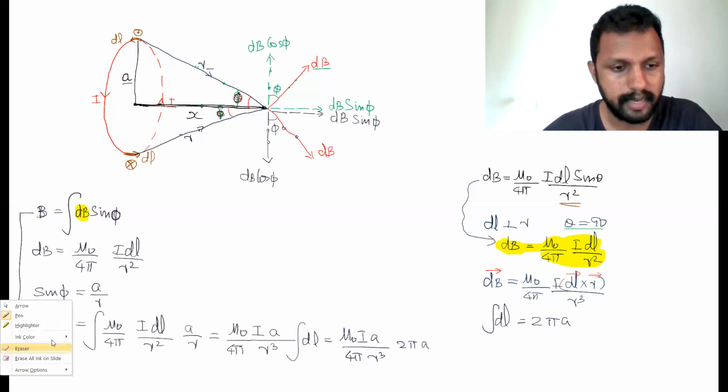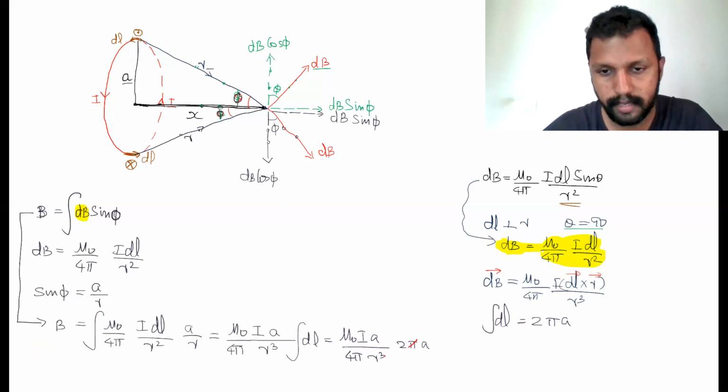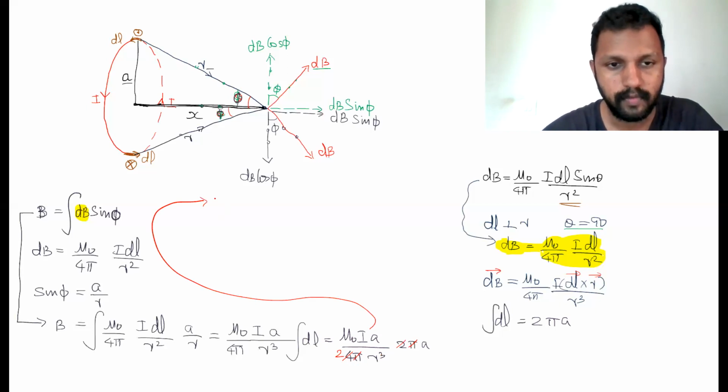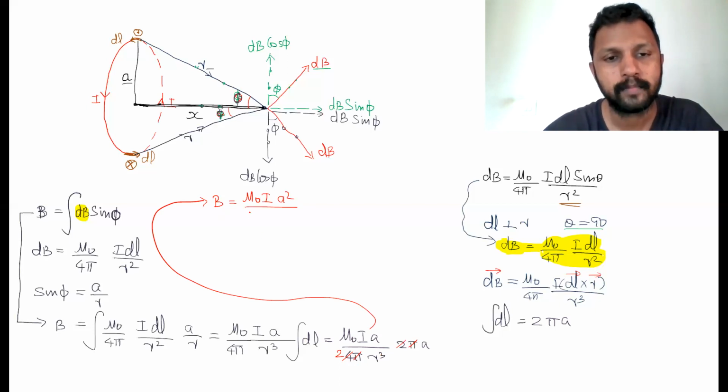Then we could do the cancellation: pi and pi will get cancelled, and 4 and 2 will get cancelled and there will be 2 over here. Then ultimately we will get B is equal to mu 0 I a into a, it is a square, divided by 2 r cube. We are getting an equation like this: B is equal to mu 0 I a square divided by 2 r cube.